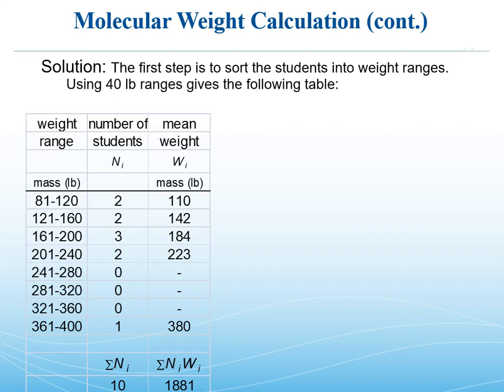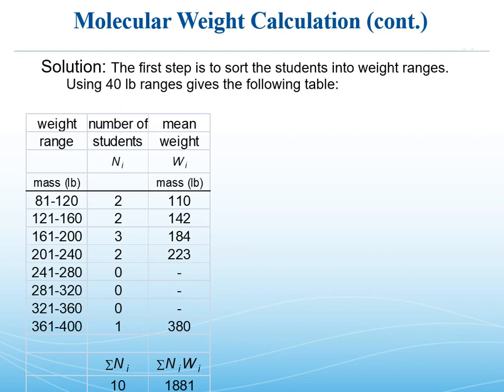So we got our lightweights there in the 81 to 120 mass range. There's 2 students, so the number of students in that range, n sub i, is 2. The next range up we got 2. The next range up we got 3. So n sub i is indexing per range, and if you add up n sub i over all the ranges, of course you better get the same number of students that was in the class, so that's 10, so that works.